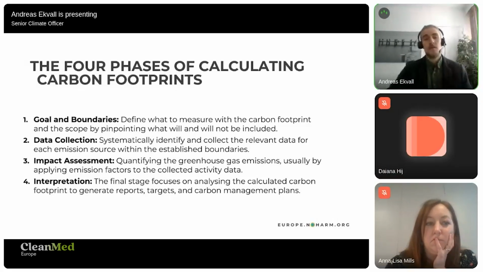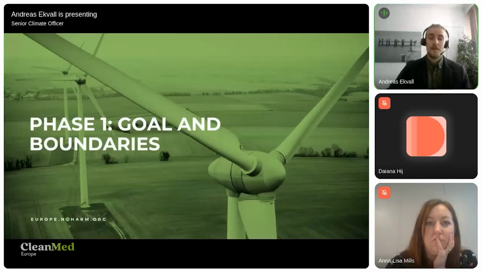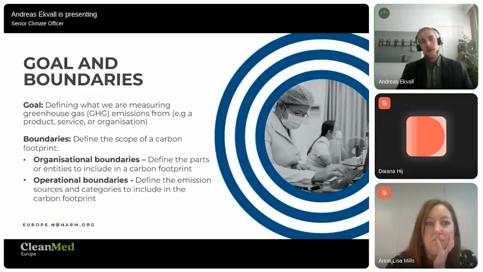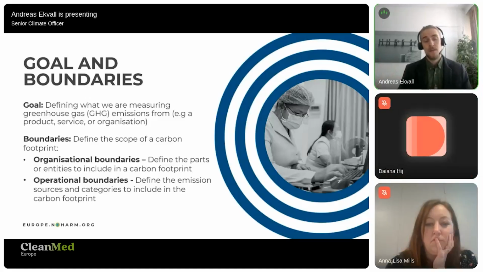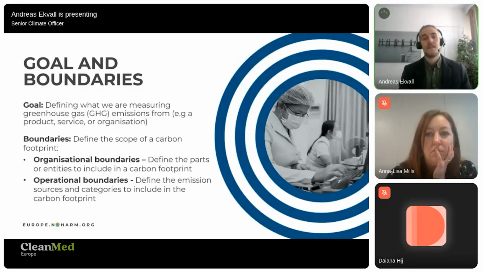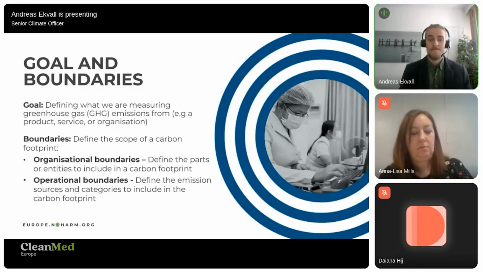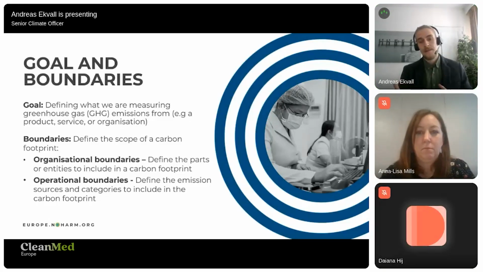We're going to start off with goal and boundaries. The first thing we need to define in a carbon footprint calculation is the goal. What are we measuring the emissions from? Is it a specific product, a service, or our entire organization? An equally important concept here is boundaries, which define the scope, or what will be included and excluded in our carbon footprint.